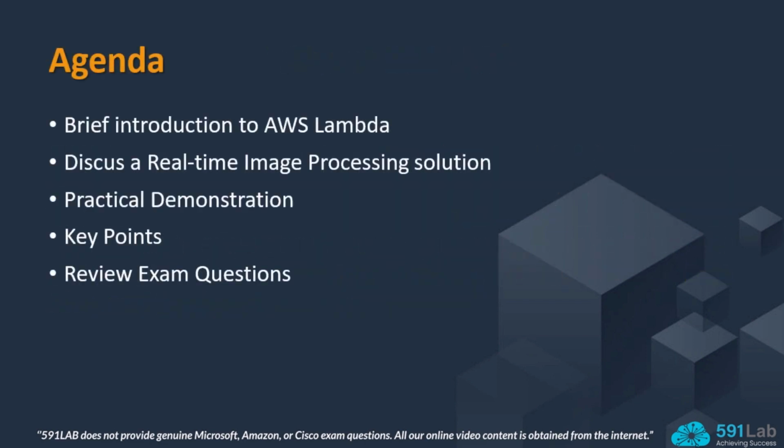Today we have an exciting agenda lined up. First we will discuss AWS Lambda, explaining key features and benefits. Then we will discuss a real-time image processing solution in the AWS cloud. After that we'll do a practical walkthrough in the console to show how it all works. Once we are done with that, we'll review the key takeaways to ensure comprehension. Finally, we'll wrap up by tackling some exam-style questions together. So let's dive in and get started.